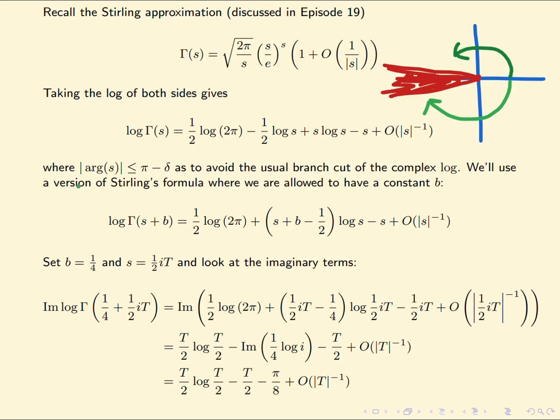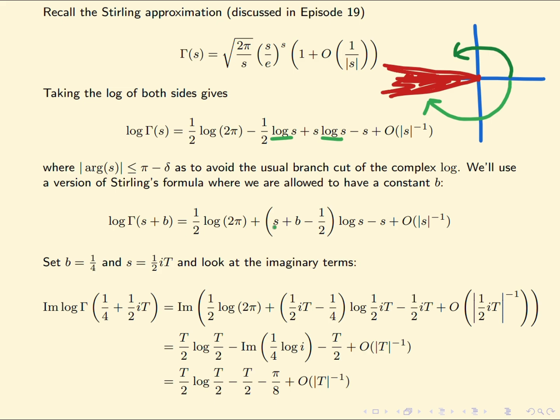Okay, and we're going to use a version of Stirling's formula, so I'm not going to prove this second part. We are allowed to have a constant b, so it's basically exactly the same as this equation, except we have gamma of s plus b, and then there's just an extra b term here. So if you collect the log s terms, there's a log s here and a log s here, so the coefficients are s and minus a half. So this is just s plus b minus a half.